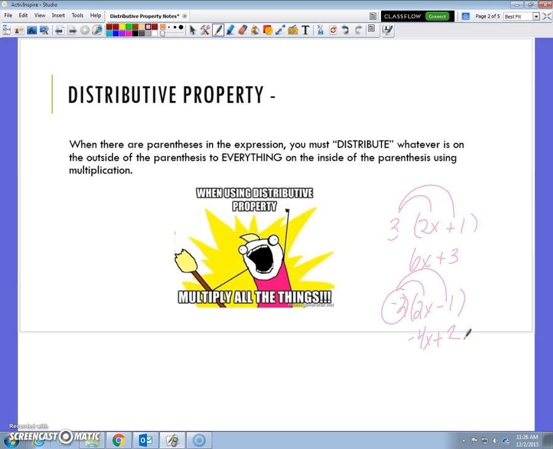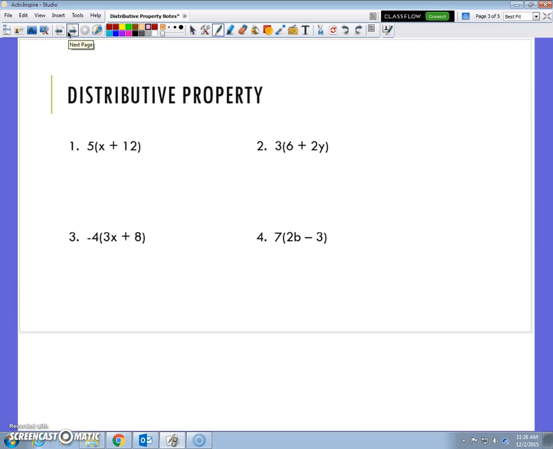And that would be it. That's called the distributive property. That's what we're learning about today. A lot of times they're going to be a little more complicated than that. We'll have to do some combining of our like terms, but that's all right. We can do it. So let's take a look here. We got some practicing to do.